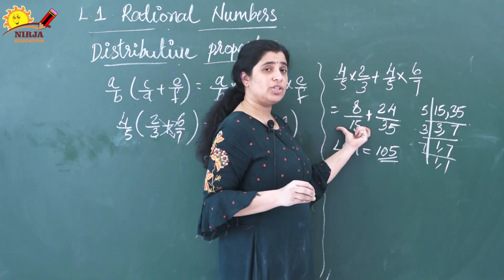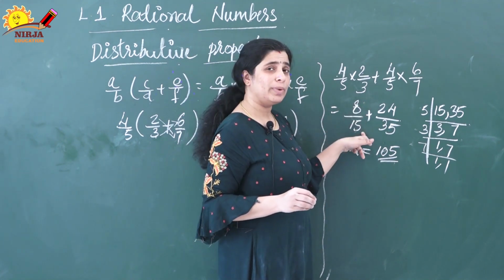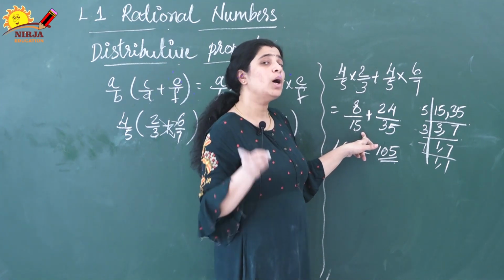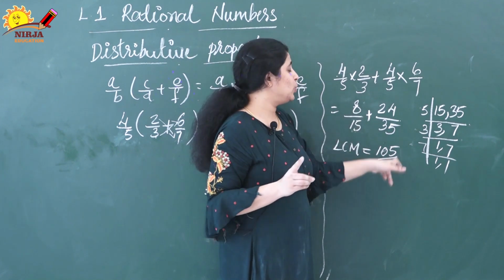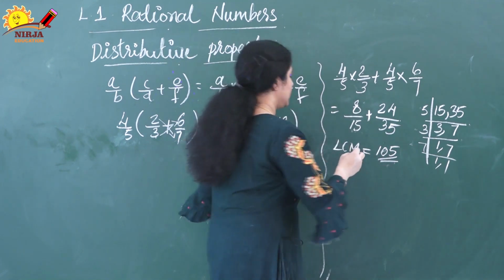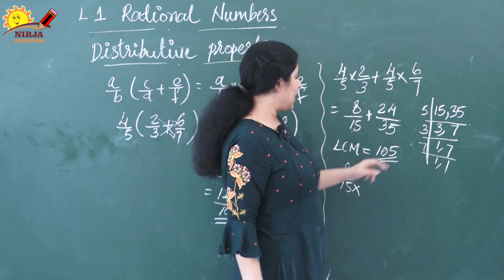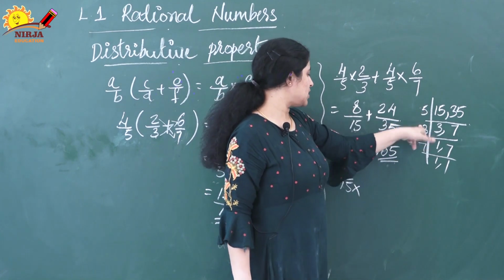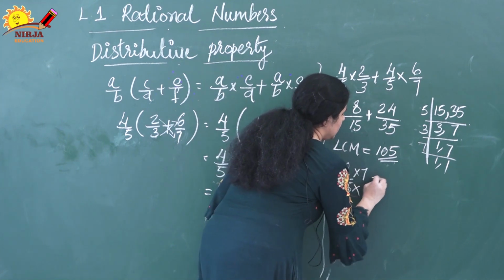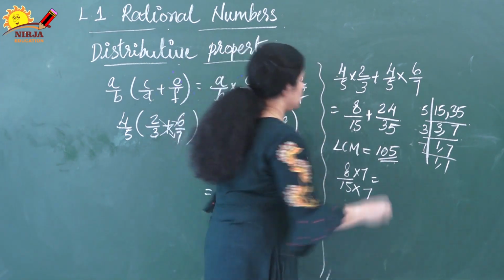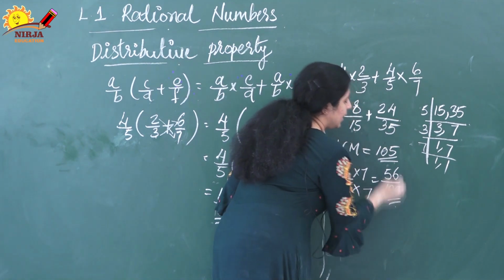Now you have to change the denominator into 105. So you have to multiply the numerator and denominator by the same number, by which you can multiply 15 so that you will get 105. So I am taking first 8 by 15. By which number do you have to multiply? You have to get it from here. 15 times 7 is 105. So you have to multiply by 7. By 7 you have to multiply the numerator also. 8 7s are 56 and 15 7s are 105.